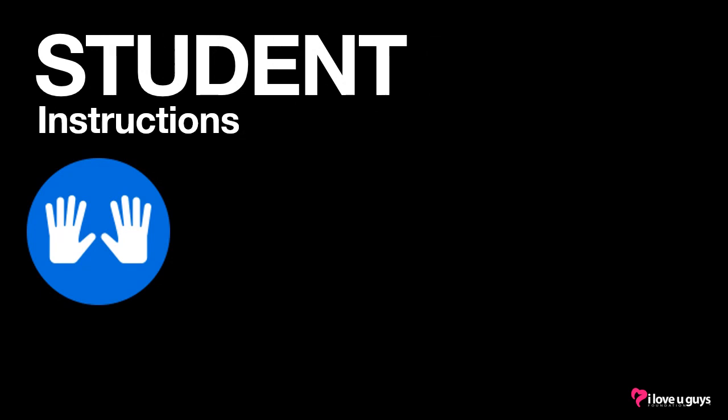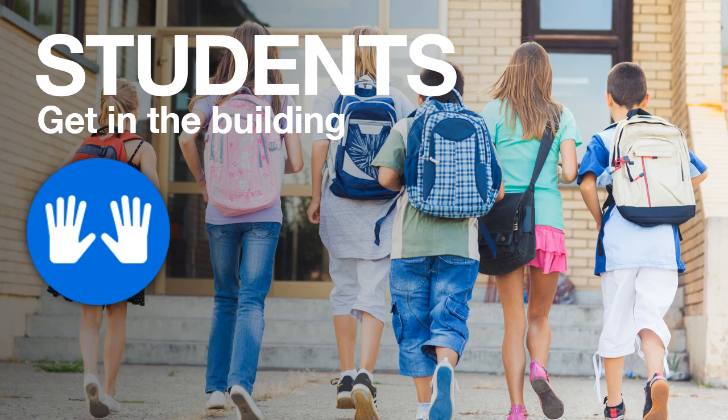Let's start with student instructions on what to do in a lockout. First one is simple. Get in the building. But that brings up a question about notification when students or staff are outside. How are they notified? Radio system? PA system? For the most part, it is business as usual inside the building.